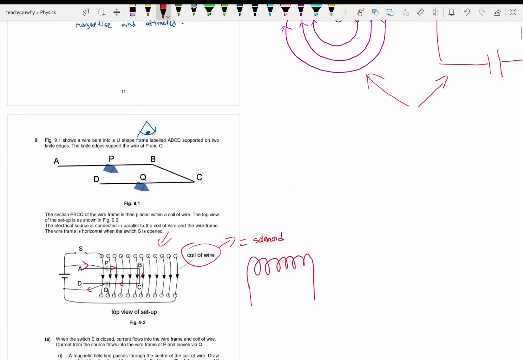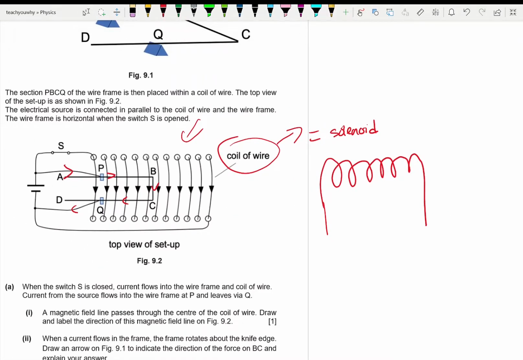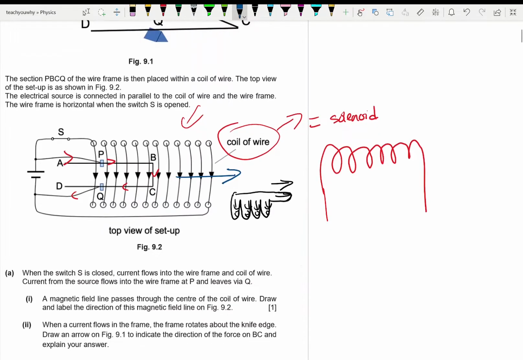If you use the right hand grip rule, you grip. Imagine your fingers. Let me try to draw your hand. If you grip, these are your fingers, and then your thumb will be like this. So this is your right hand, and this is your fingernail. Your fingernail is basically pointing downwards, and then your thumb is pointing this way. Therefore, using the right hand grip rule, if we place your hand on this diagram, the magnetic field will be in this direction.